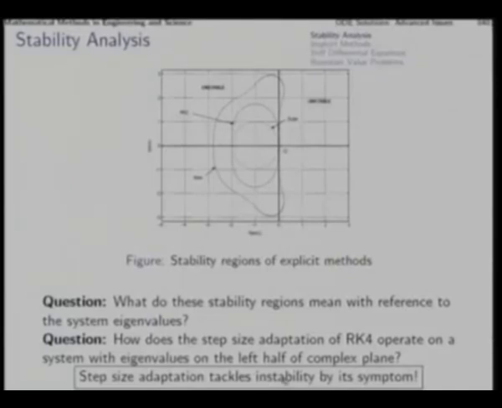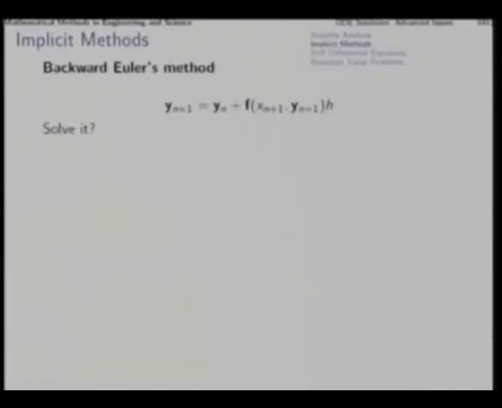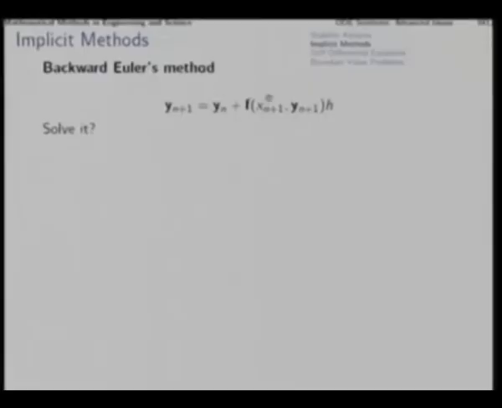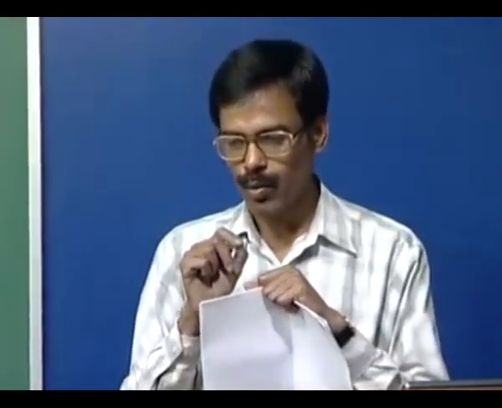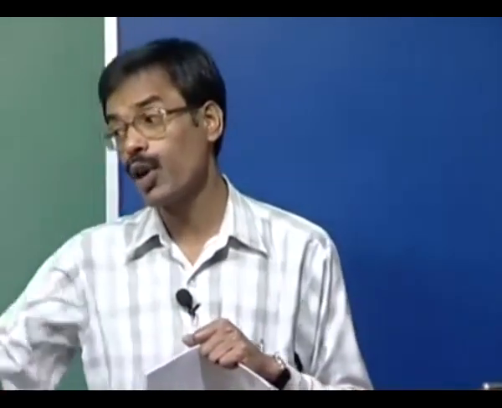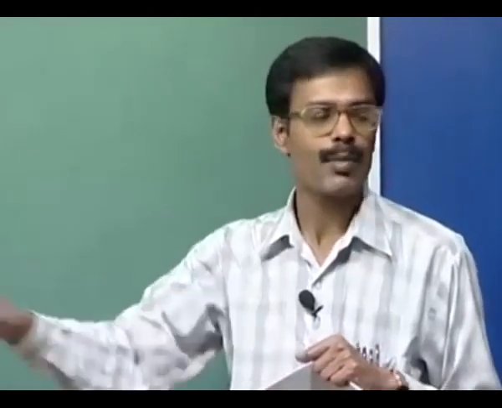So, step size adaptation tackles instability by its symptom. It does not handle the actual malady. What will happen if we do not use an explicit method, but use an implicit method? What does it mean? It means that rather than writing the differential equation in terms of the derivative dy by dx at x n, y n, we could write it in terms of x n plus 1, y n plus 1 at the other end of the small interval. That is, rather than taking the slope from here, what about taking the slope at the point where we would finally reach?